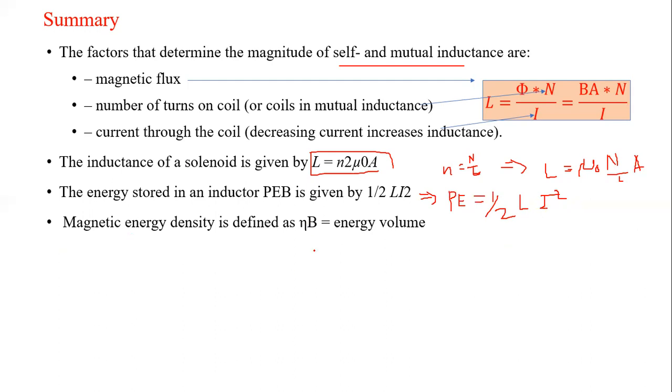Then the magnetic energy density, small u B, is equal to energy per volume, energy divided by volume, which is one half B square over mu naught.